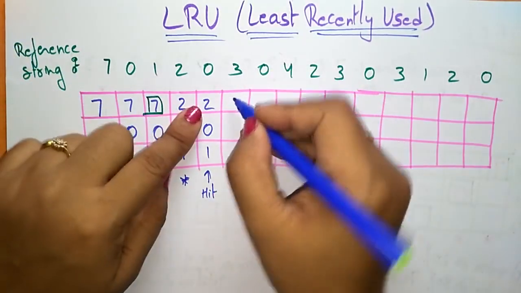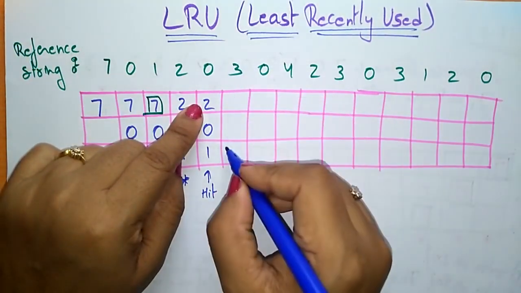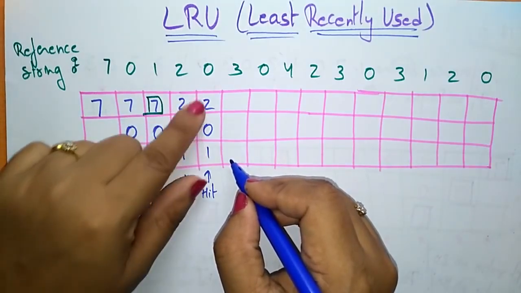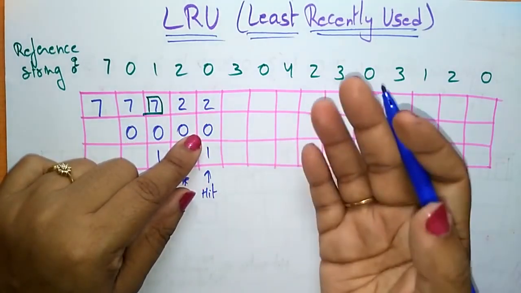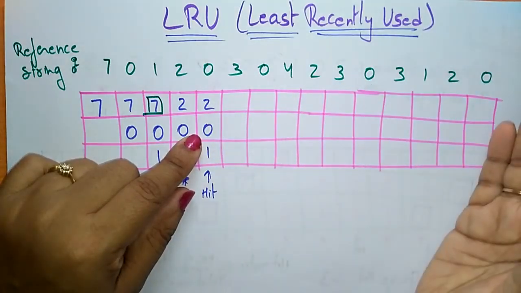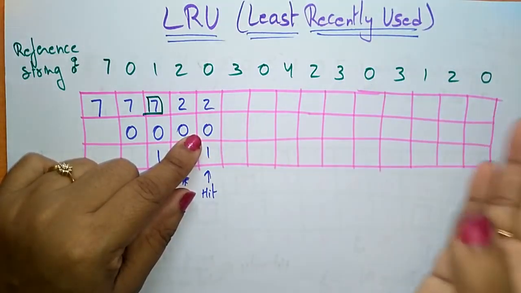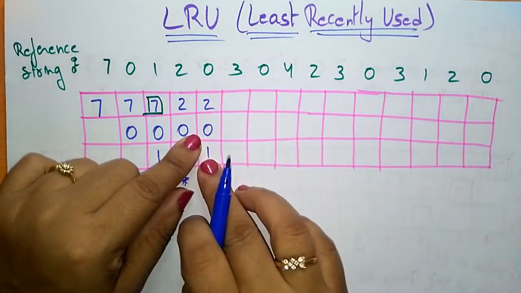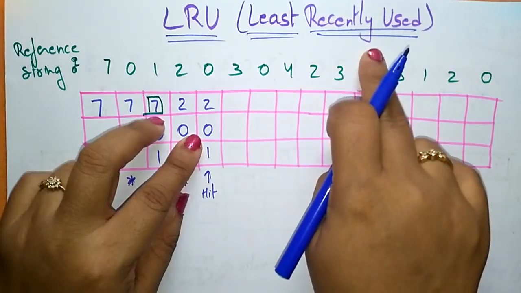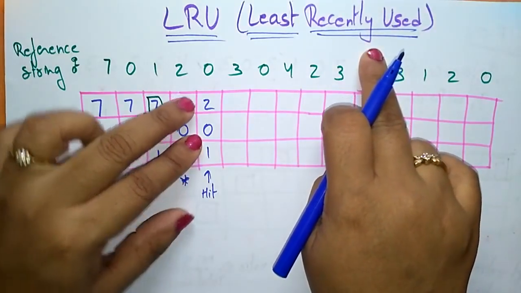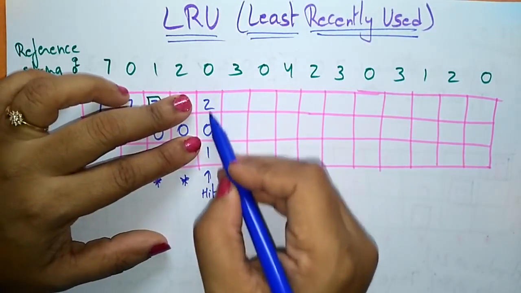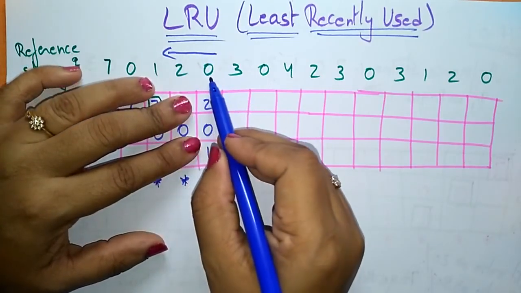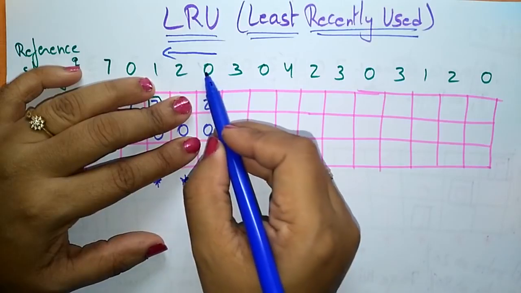Now I have to place 3. 3 is not present in the RAM, and if it is not present in the RAM it is a page fault. So I had to bring page 3 from the disk. Then where do I place it? Follow the least recently used page replacement algorithm. What is the least recently used among 0, 2, 1? You have to check here. Which is the least recently used? 0 is most recently used.